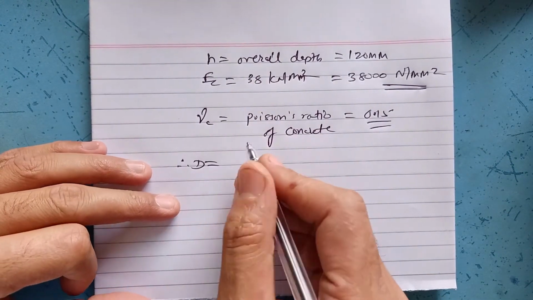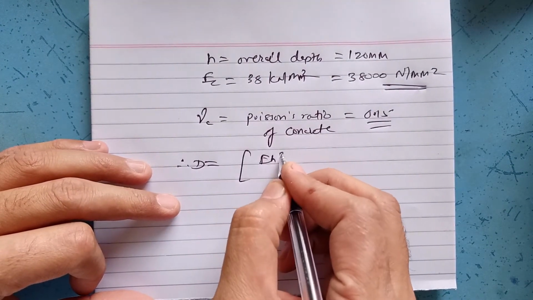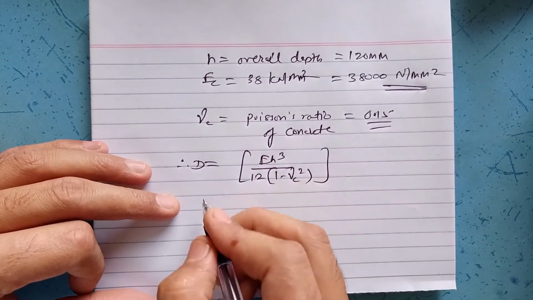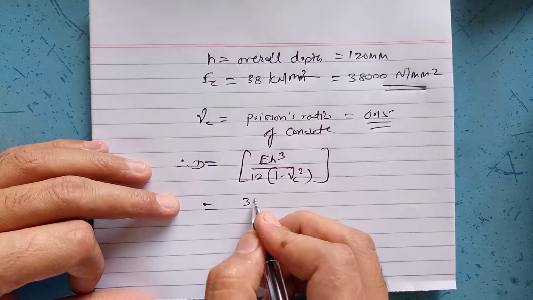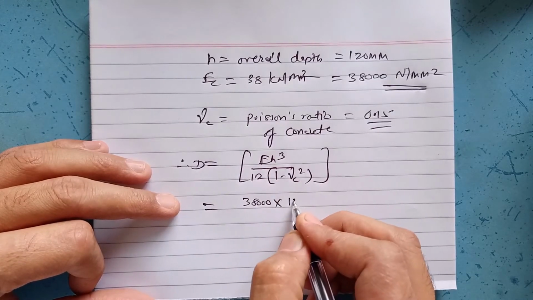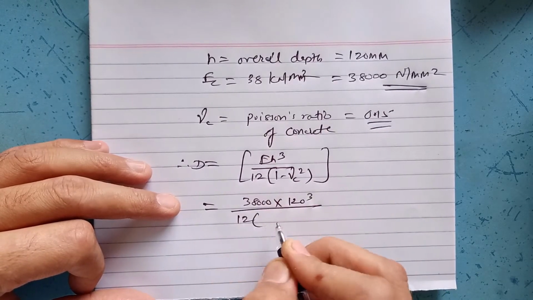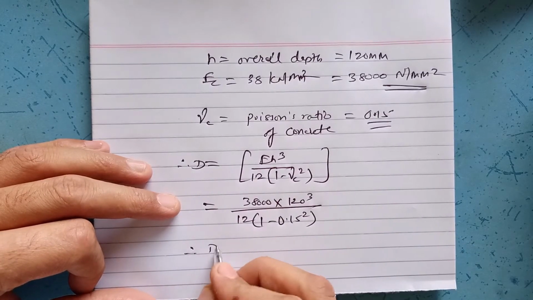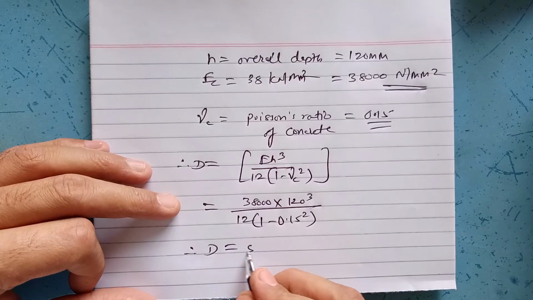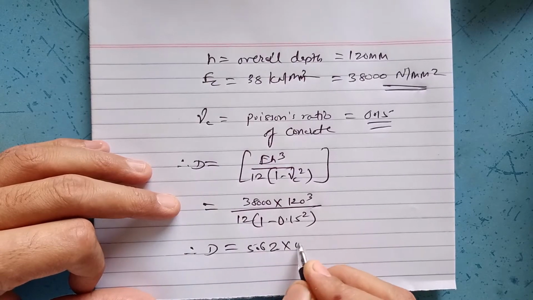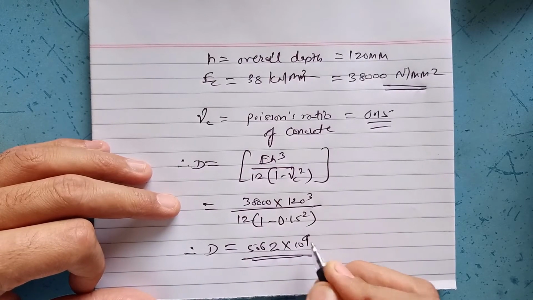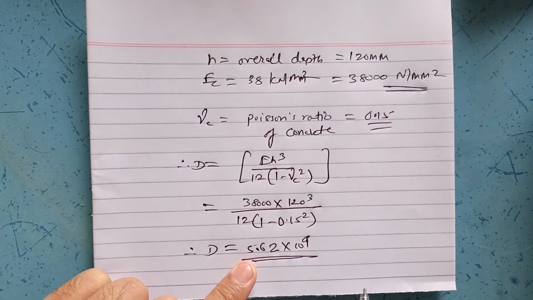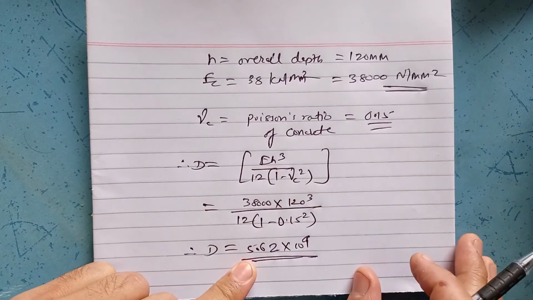Now calculate flexural rigidity by equation E H cube divided by 12 into 1 minus nu c square. Substitute all the values: E as 38,000, H as 120, 1 minus nu c as 0.15 square. We get flexural rigidity D as 5.62 into 10 raised to 9.